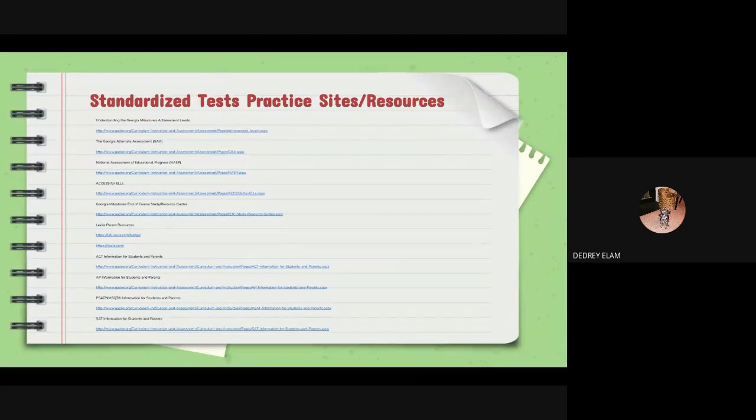There's some Lexile information for parents, as well as ACT, the AP exam, the PSAT, and the SAT information for parents and for students. So these are some websites that you can actually use. And again, when I share that folder of resources with you, I will make sure that I include these websites for you to view.